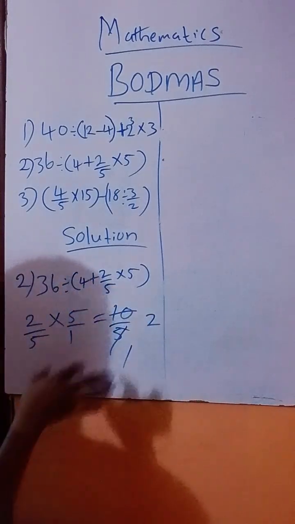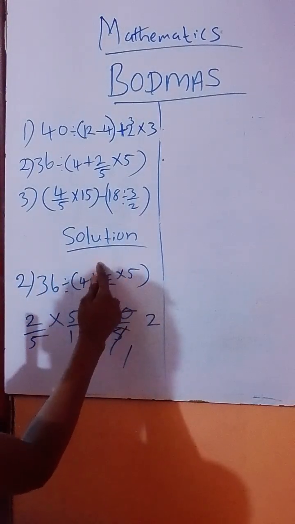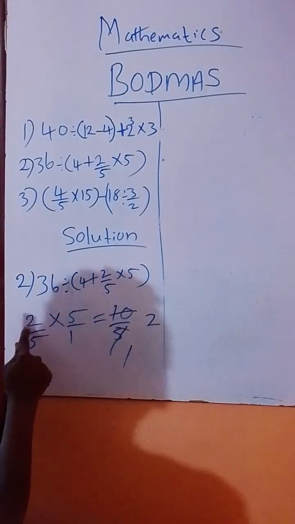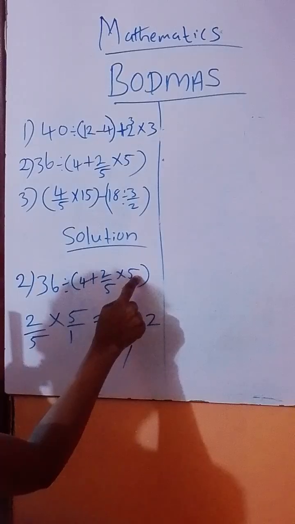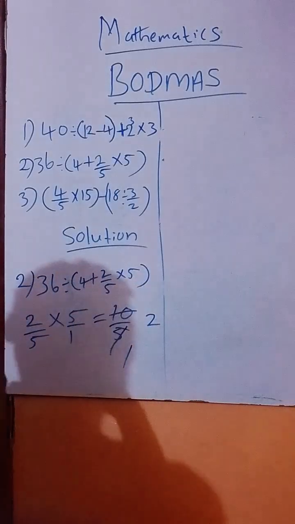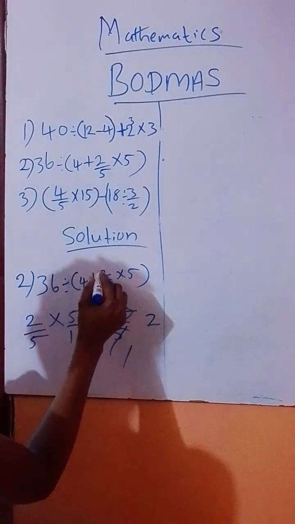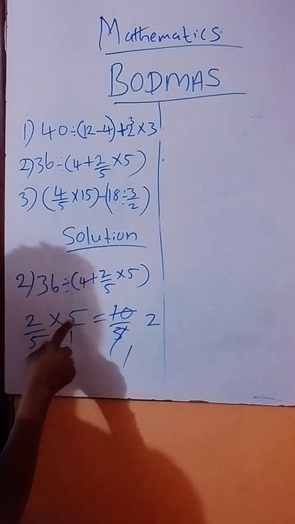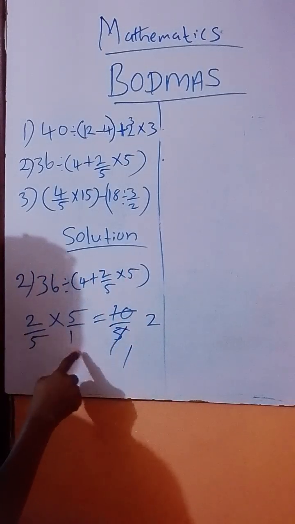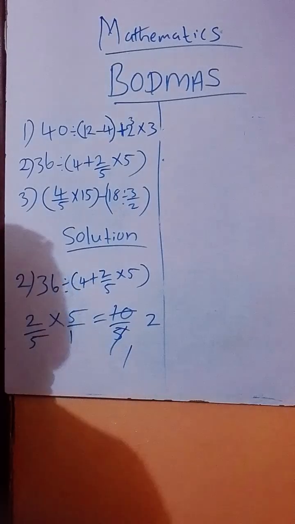Let me explain it again. This is the bracket. We are solving this one first. This is 2 over 5 times 5, and this is 5 over 1. I added over 1 so that it can be in the same fraction. Then we say 2 times 5 is 10. 5 times 1 is 5. 5 divided by itself is 1. 5 in 10 is 2.